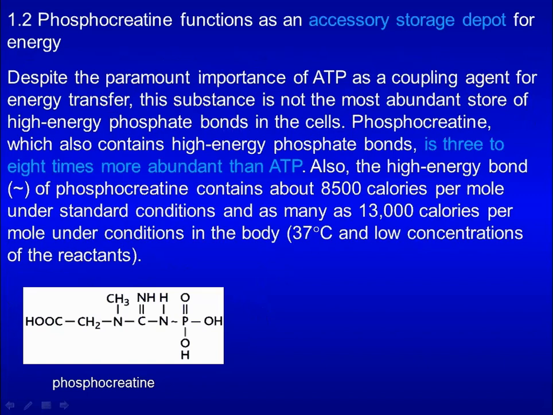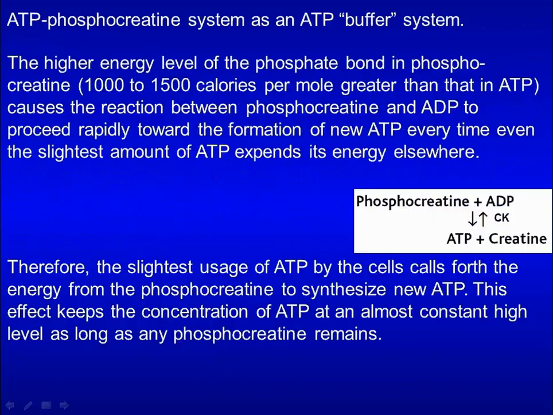Phosphocreatine, that also contains high-energy phosphate bonds, is 3 to 8 times more abundant than ATP. This is phosphocreatine. It is derived from arginine and glycine. Phosphocreatine and ADP can be easily converted to ATP and creatine because of the higher energy level of the phosphate bond in phosphocreatine. Therefore, even the slightest use of ATP by the cell will set forth conversion of ADP to ATP as long as phosphocreatine remains.